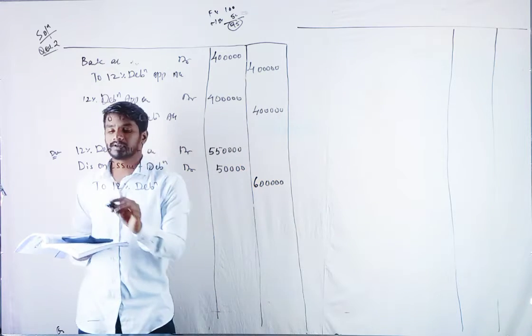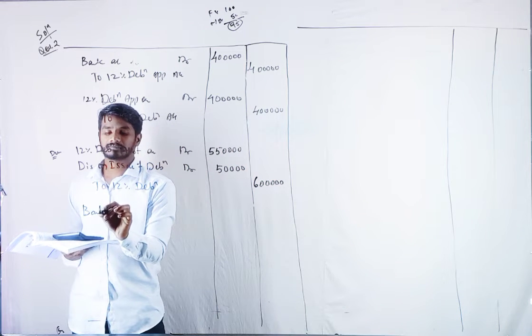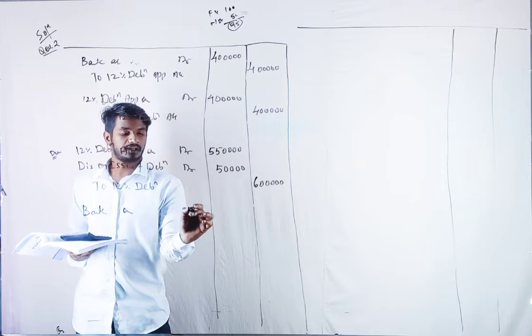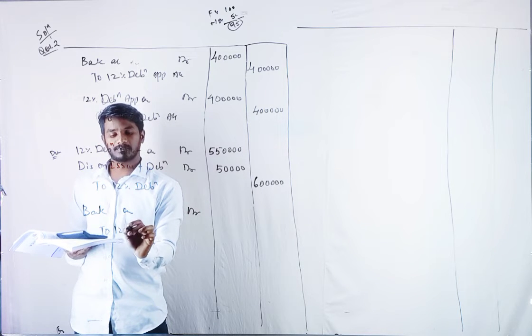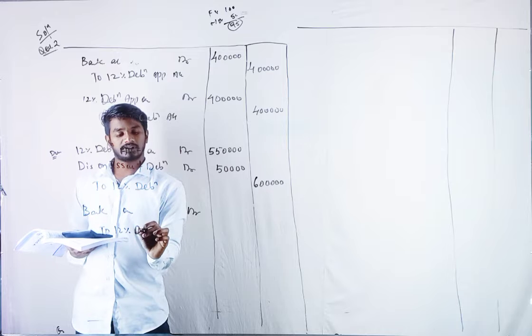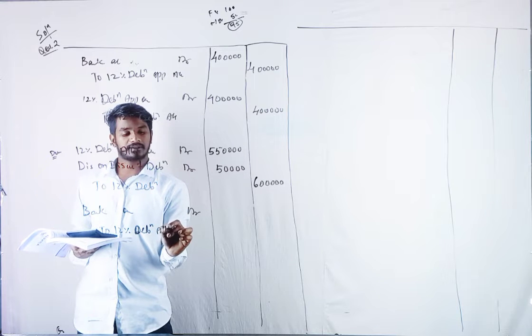Is that right? When we receive it in the bank account, debit to 12% debenture allotment.